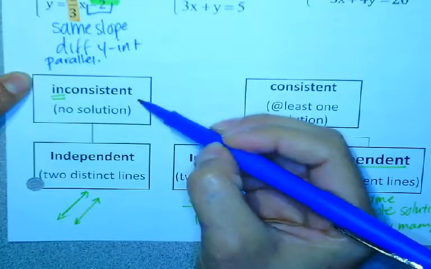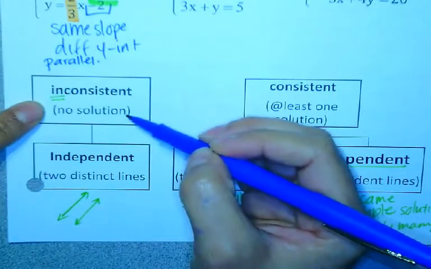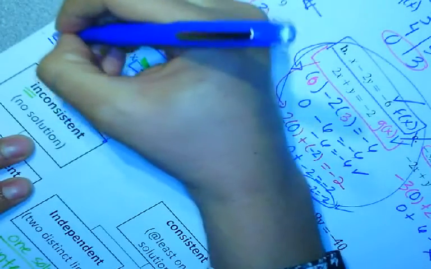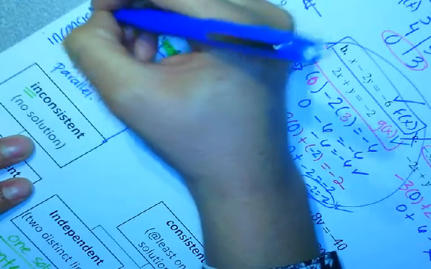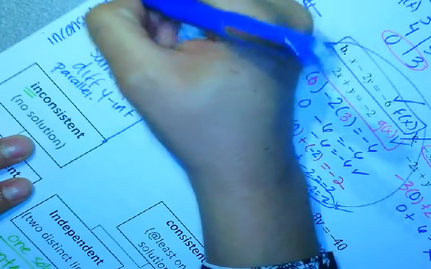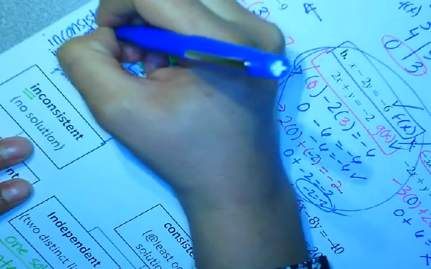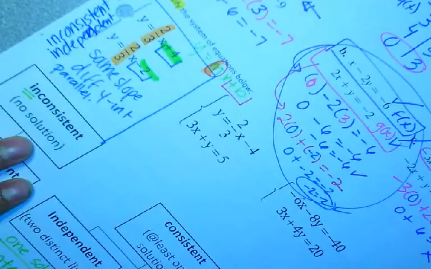If they're parallel, that means there's no solution and two distinct lines. So this one right here would be inconsistent and independent. Okay, that's the first system of equations.